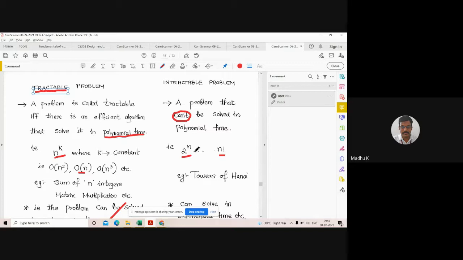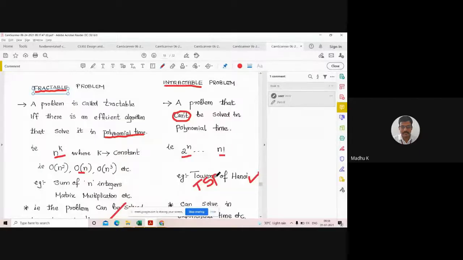So these intractable problems are the problems that cannot be solved in polynomial time, which means they will take exponential or factorial time. These are very complex types of problems. One example is towers of Hanoi. Then the N-Queens problem, the knapsack problem, etc. are examples of intractable problems.